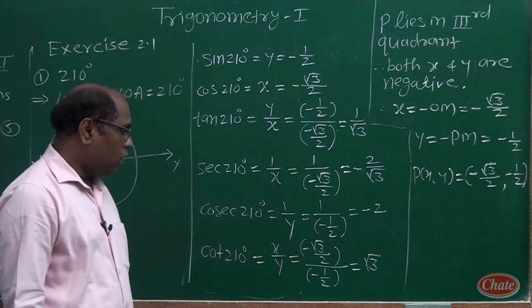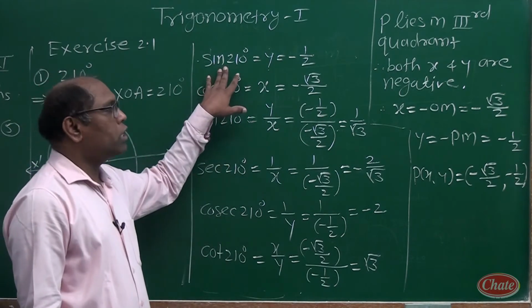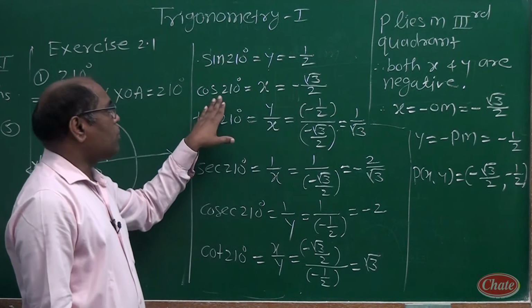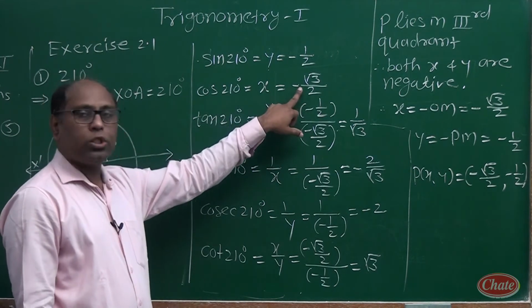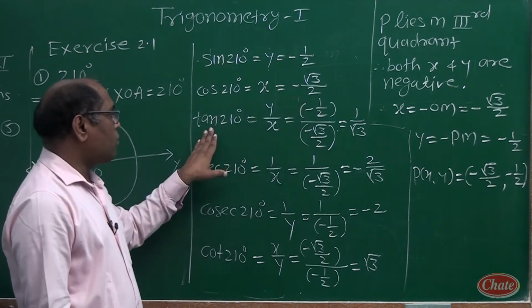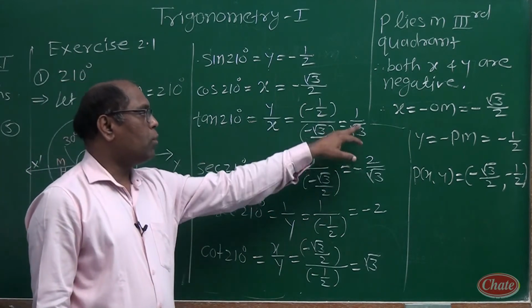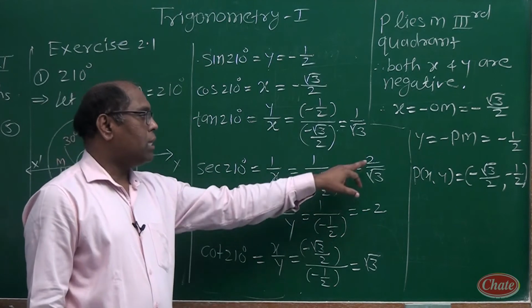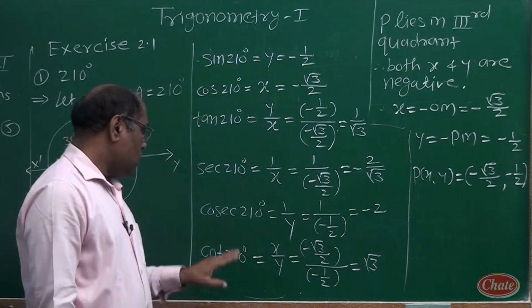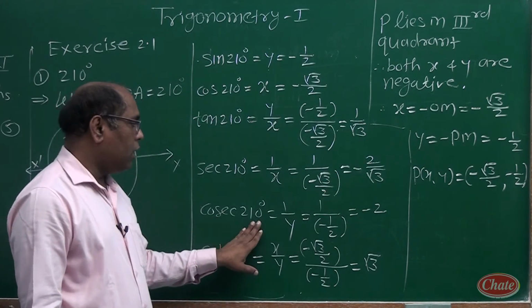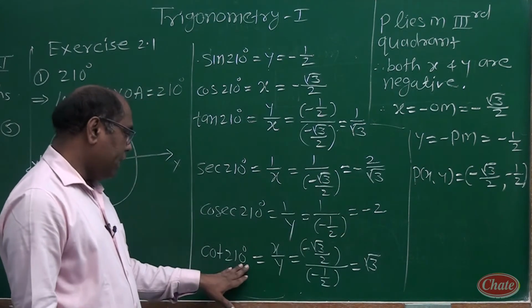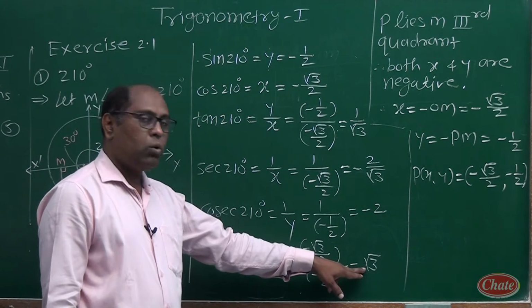Okay. So therefore sine of 210 degree is minus 1 by 2. Cos of 210 degree is minus root 3 by 2. Tan of 210 degree is 1 upon root 3. Sec of 210 degree is minus 2 upon root 3. Cosec of 210 degree is minus 2, and cot of 210 degree is root 3.